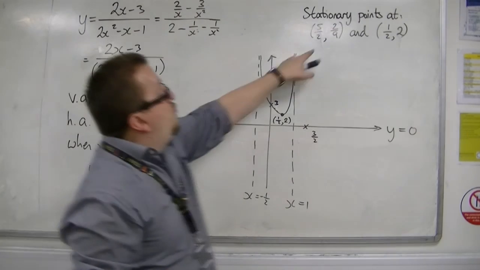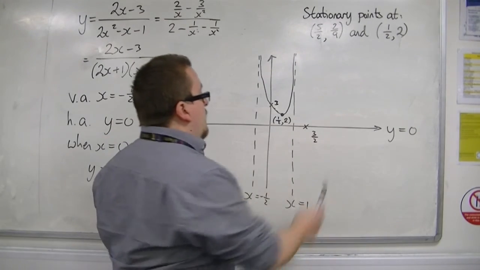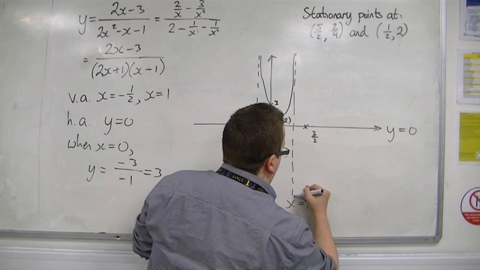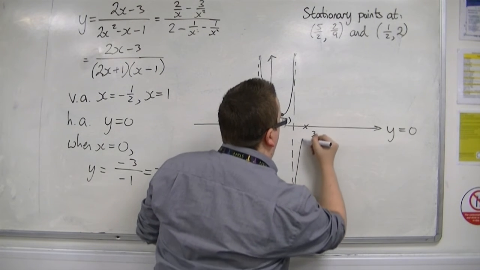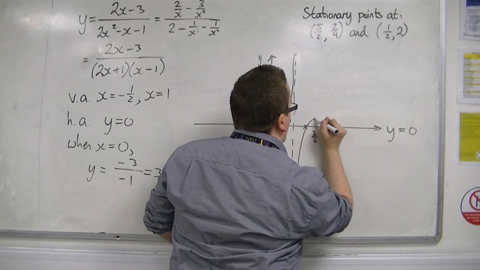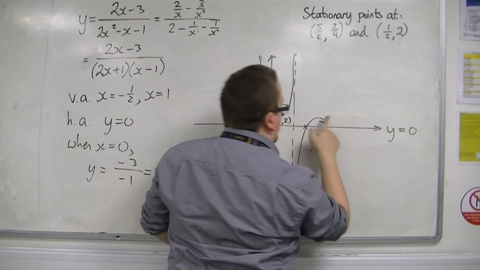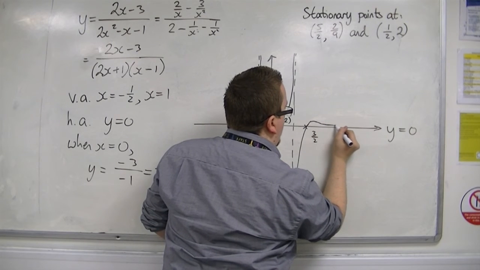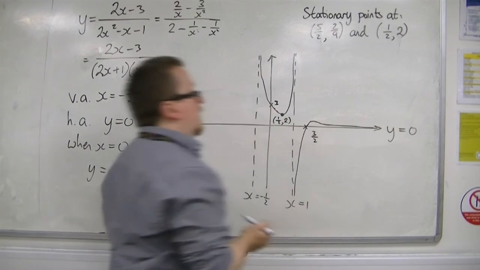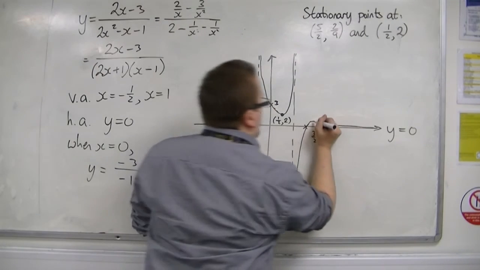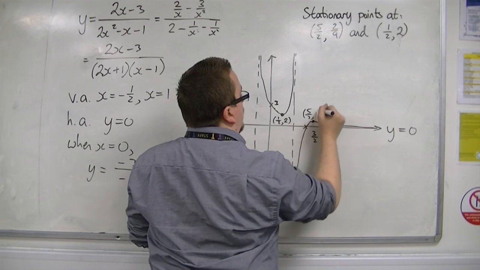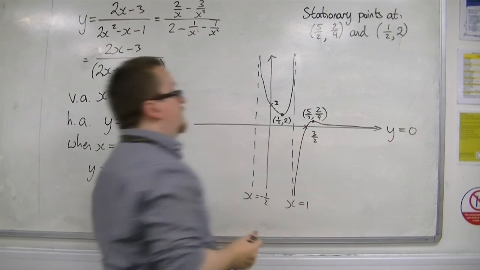Now I've also got the stationary point at (5/2, 2/9), which is somewhere over here. So the curve will look something like this. It'll have a stationary point somewhere, probably a little bit lower down than that, and then tend towards y equals 0. So this point here will be your (5/2, 2/9).